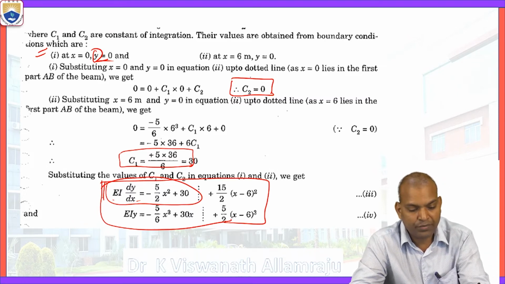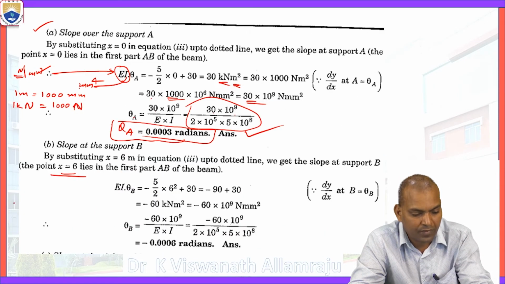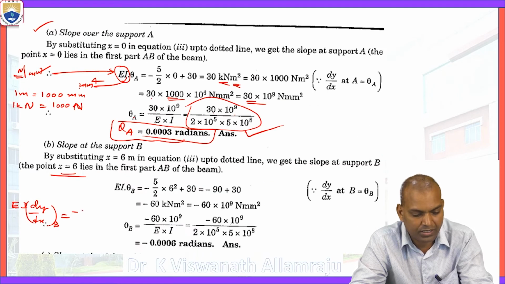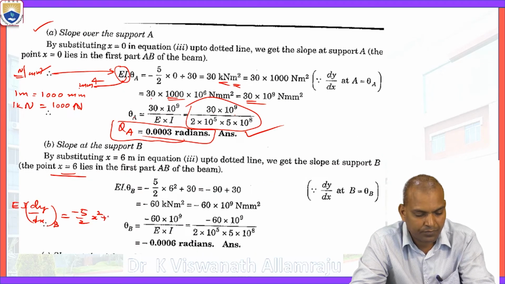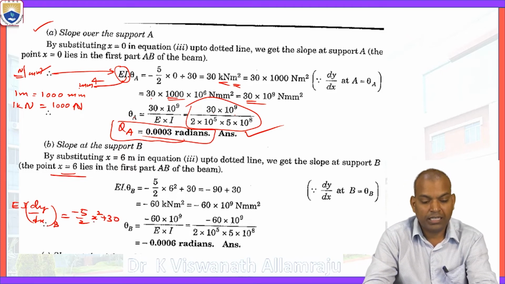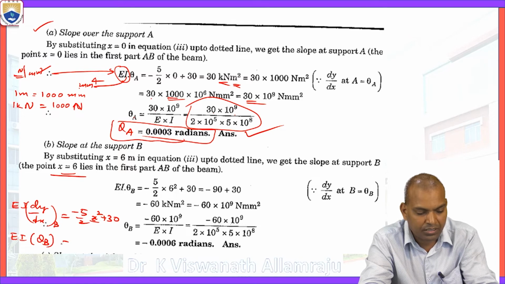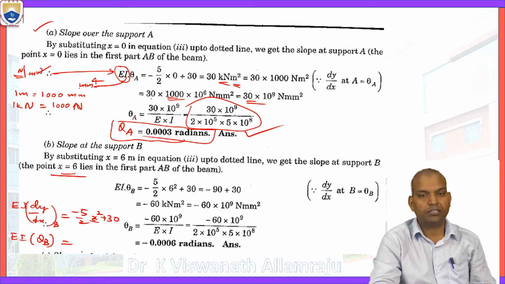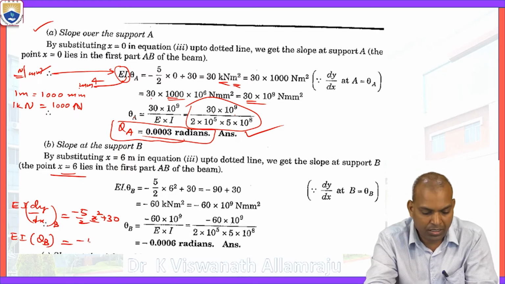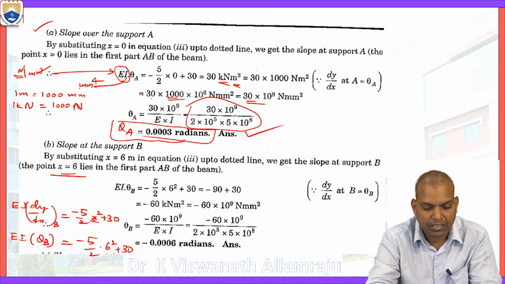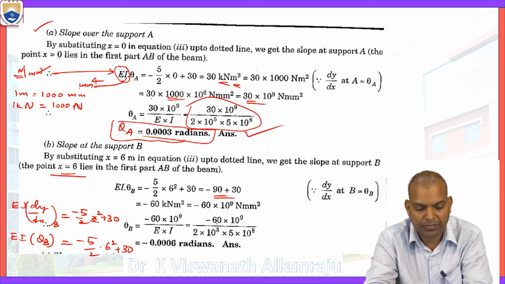Now EI times dy by dx at P, then the equation is minus 5 by 2 times x square plus 30. In that equation, what is to be substituted here is x equal to, that is theta B at a distance of 6 meters from the left support, that is minus 5 by 2 times 6 square plus 30. Then it becomes minus 90 plus 30, minus 60.